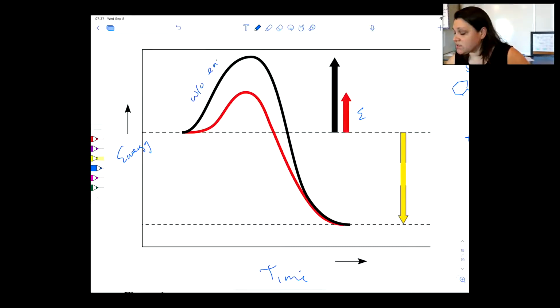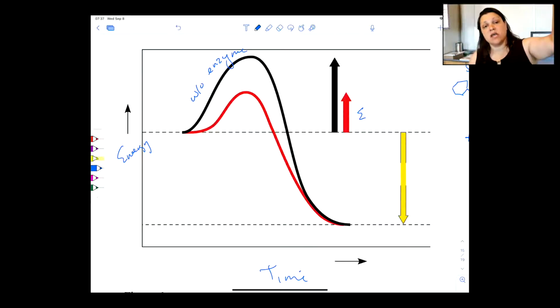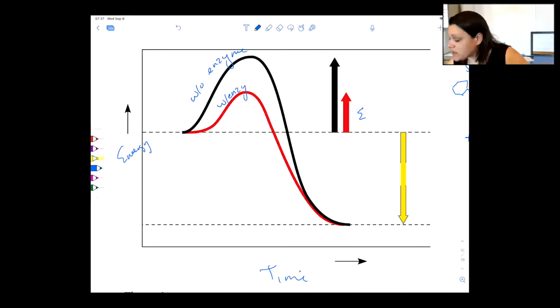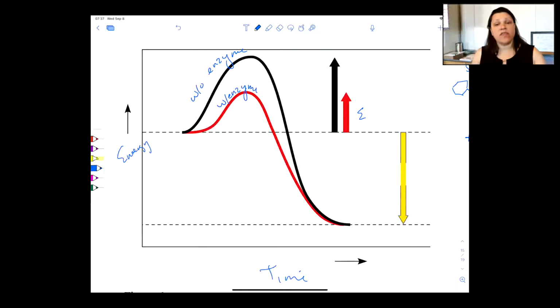So here, this black line is without an enzyme. So the hill or the mountain that you have to climb energetically is very steep. With an enzyme, however, it is much lower. With an enzyme, you still have to input some energy, but the amount of energy is going to be much less. And what that's going to allow is for this reaction to occur much quicker, and then many more of the reactions.